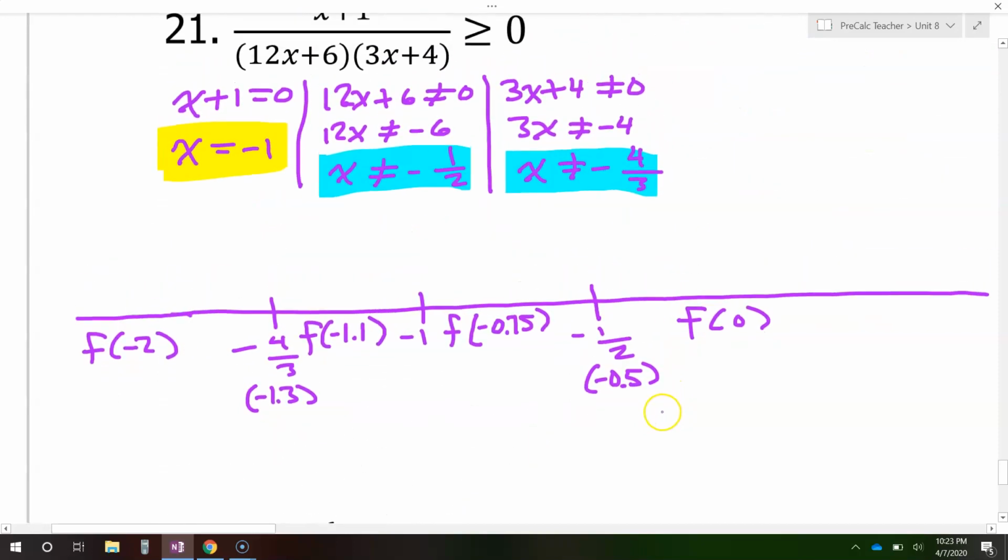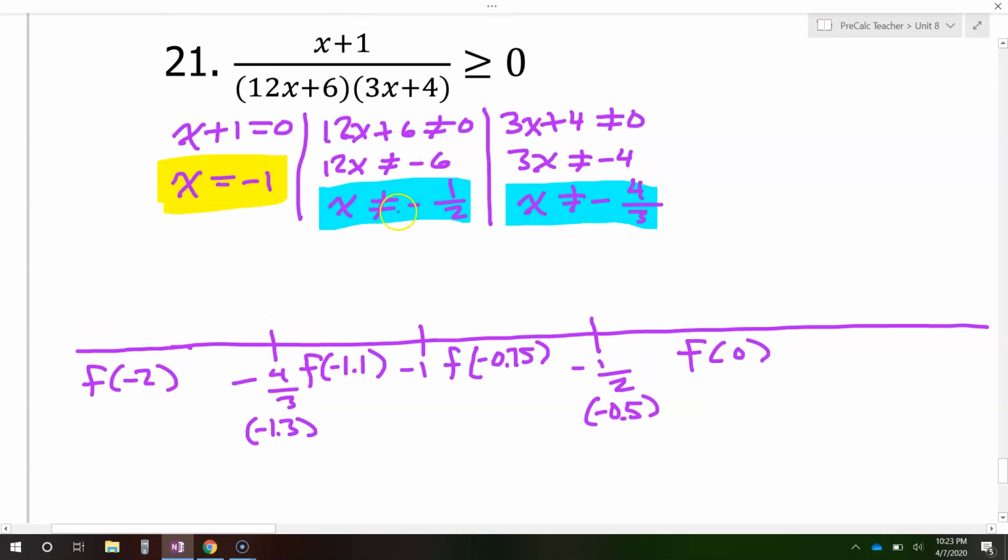Now, how much space do I have underneath here? All right, it's time to start doing these calculations. First of all, let's put these points up here. Everything that x cannot equal, these will automatically be open circles. So the negative 1/2, that's got to be an open circle. The negative 4 over 3, that's going to be an open circle.